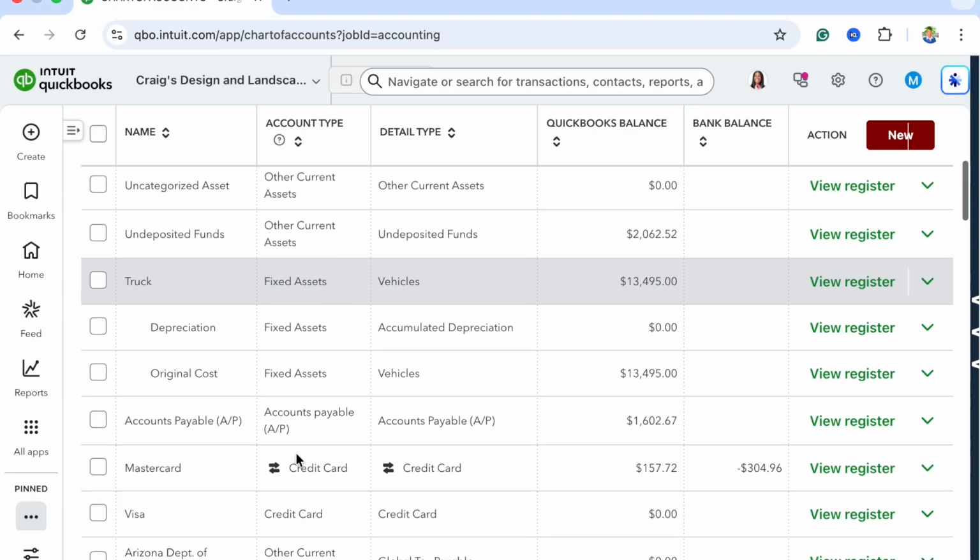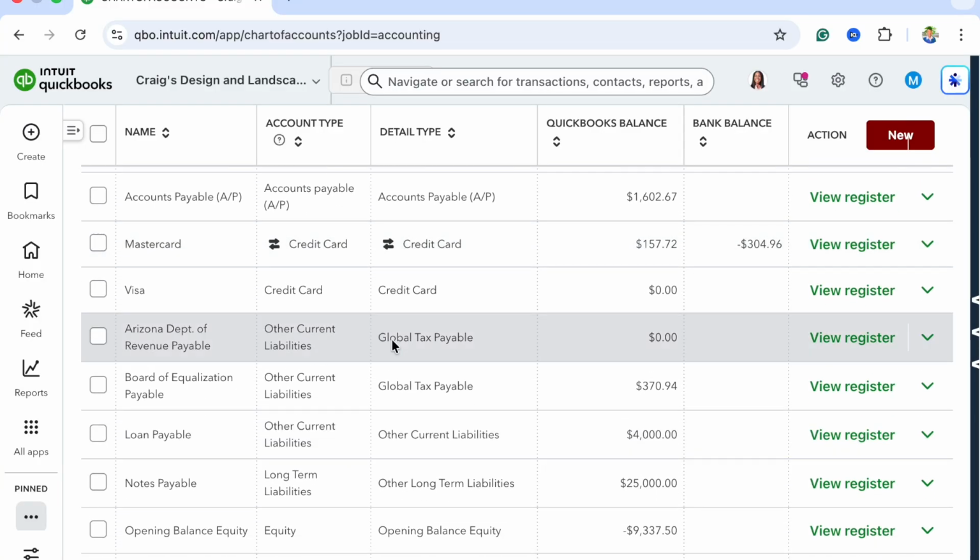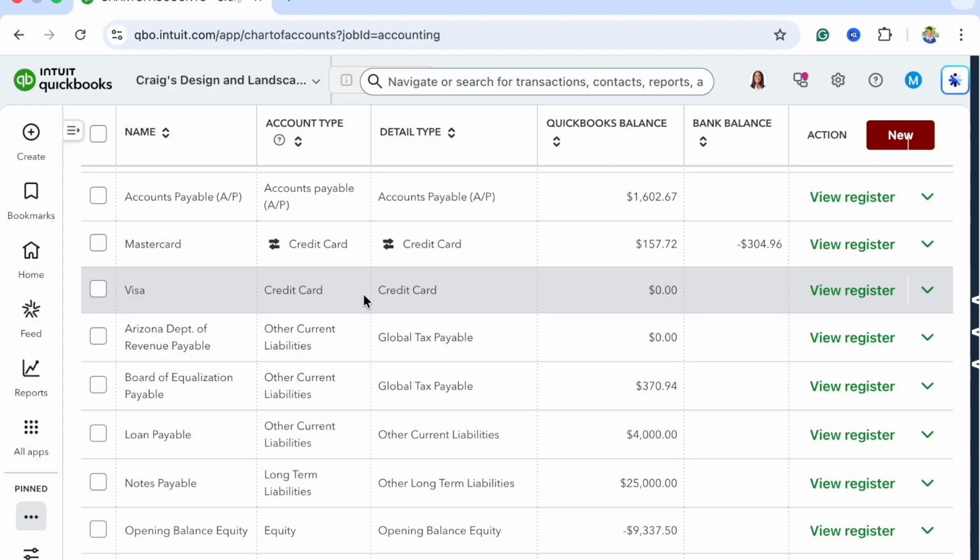Now let's go on and talk about the liability accounts. Liabilities are what your business owes. So a liability, for example, would be a credit card or a loan, anything that your business owes. It does not belong to the business; the business owes for it. It is a liability, right? So it'd be credit cards, loans, those types of things.